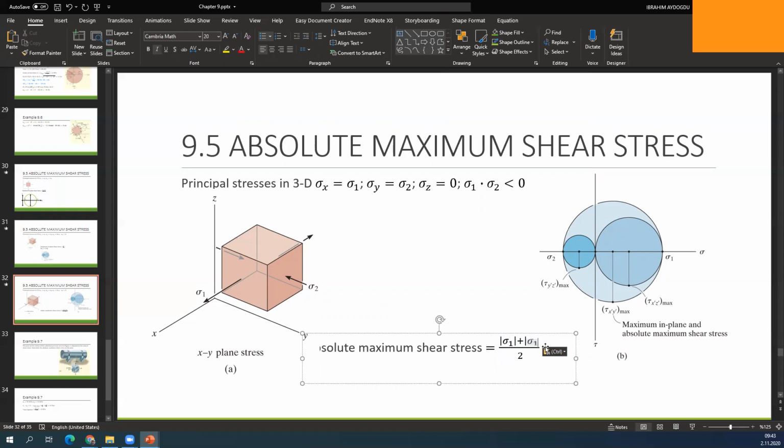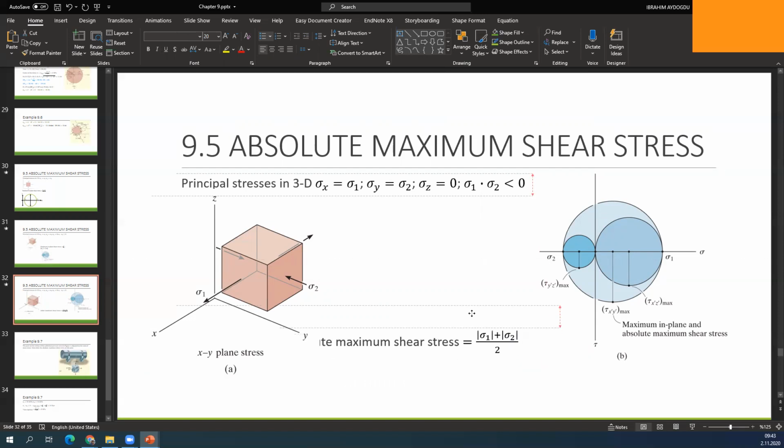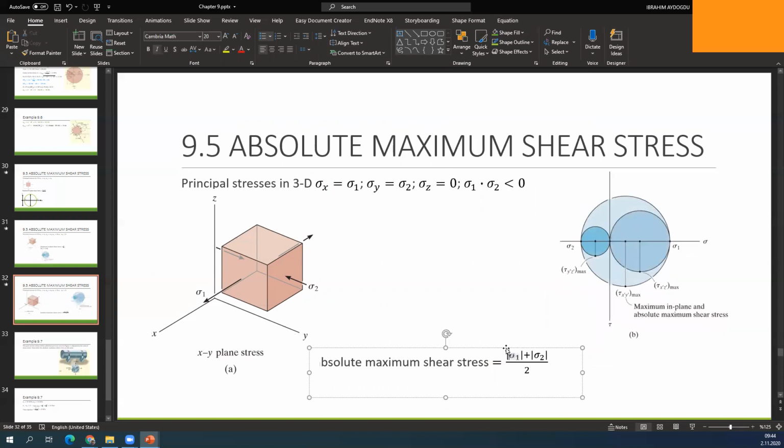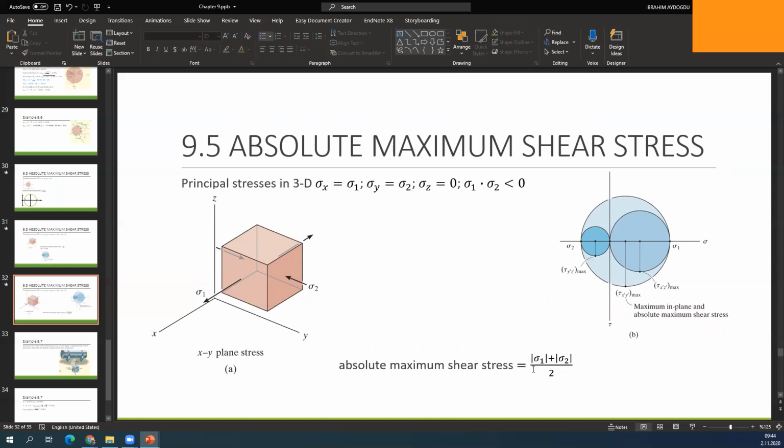Yeah, our formation should be like this. Okay. I think I need to make it a little bit smaller. Okay. Yes, this is our formulation.